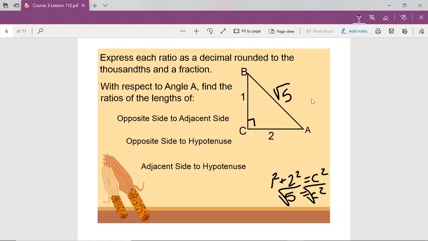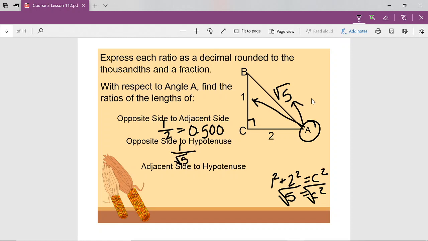So we want the opposite side. We're always taking A as our angle that we care about. And I want the opposite side versus the adjacent. So 1 over 2 is 0.5, but I want it rounded to the thousandths place. So I'm actually going to show more of this, 0.500. Okay, and I have my fraction of 1/2. Okay, let's do it again. And opposite side to the hypotenuse. So opposite side, 1 over the hypotenuse of root 5.